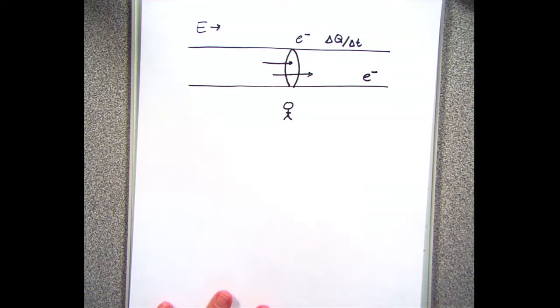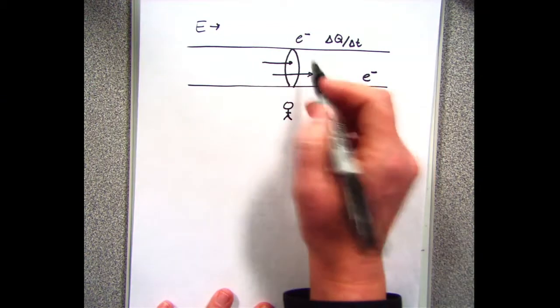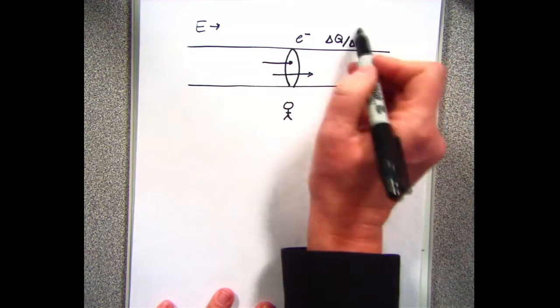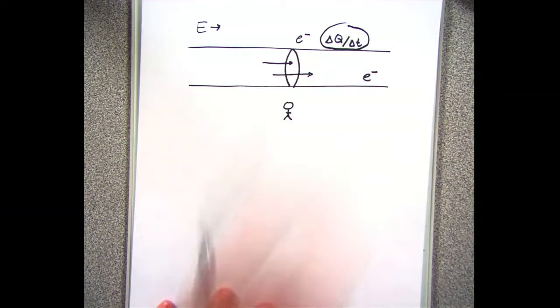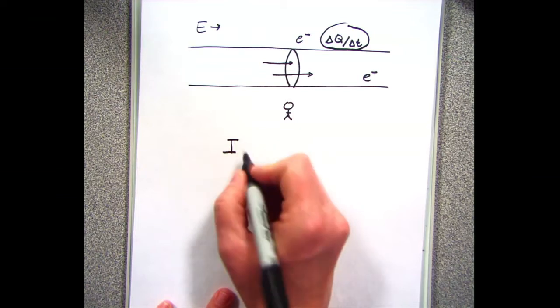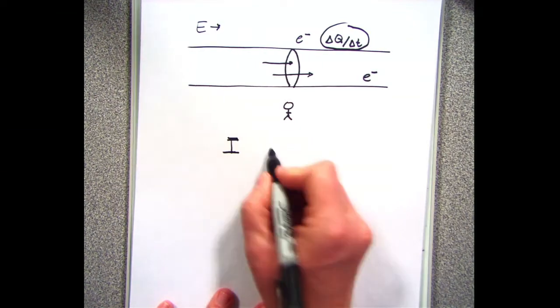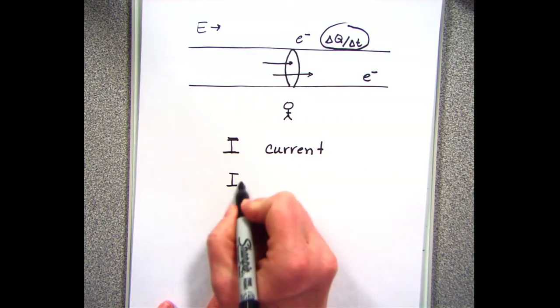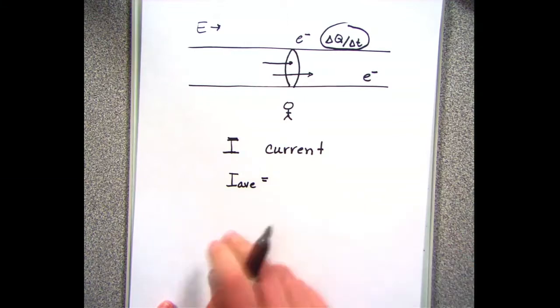So this flow, if I'm sitting here and I'm looking at this cross-sectional area, and I can see how much charge is going through that cross-sectional area in any given time, we're going to define that as current. So we're going to use an I, and this is going to be current. And the average current for my situation is going to be the change in charge that goes through there with respect to the change in time. I can have an instantaneous current as well, as that time gets smaller and smaller and smaller.